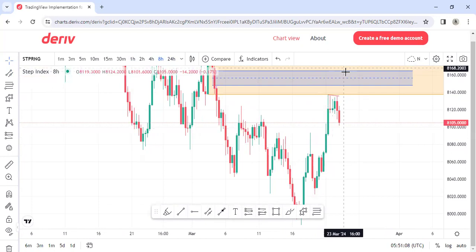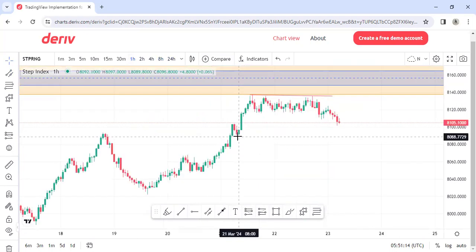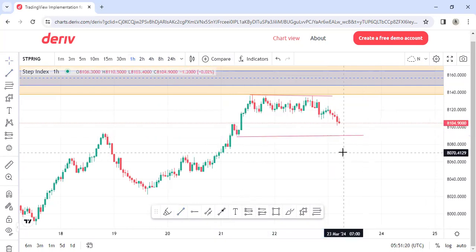For now, wait for market to come back here and give us a clear sell, or wait for price to break below that dynamic 1 hour low, right? Still below this low here. And that'll be an area for good trades, right? So wait for that.